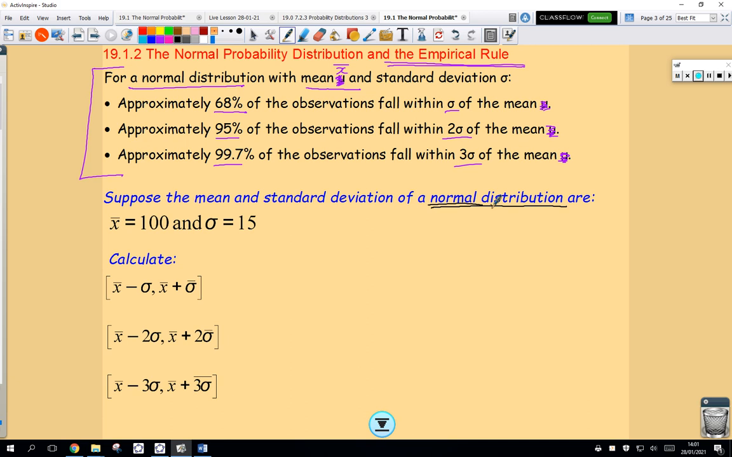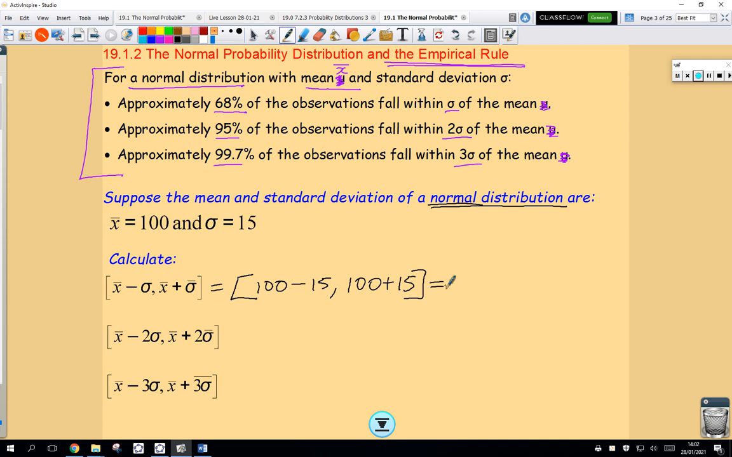I want to find this interval here. So a couple of things. This is interval notation. We have a starting value in our interval and our finishing value on our interval. And we have square brackets. So I'm just going to replace these things. X bar we're saying is 100. And little sigma is 15. And then I'm going to get 100 over here plus 15.